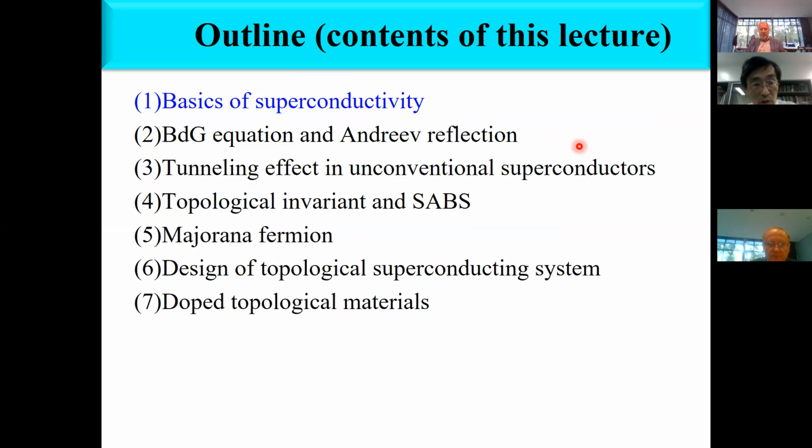So today's lecture, the plan is as follows. The first part of my lecture is rather fundamental. Start from basics of superconductivity, and then go to the Bogoliubov-de Gennes equation. So let's start from very basics of superconductivity.